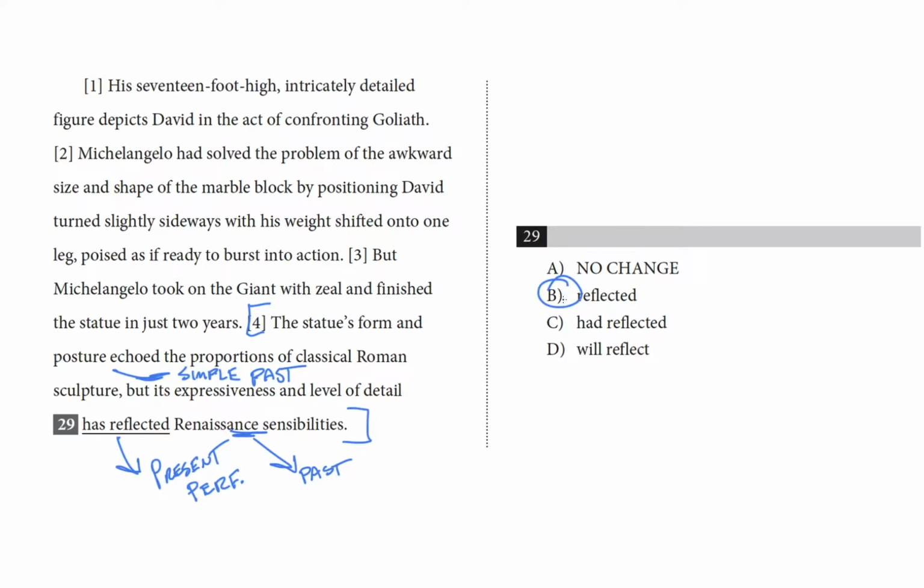Boom. But our other options are C, had reflected, which is also past tense, but it's perfect past tense. Note the had. It doesn't match the simple past tense of echoed, and there's no reason to think that it should change to perfect past tense. D is will reflect, and that's future tense, which doesn't make logical sense in the context of the Renaissance, an artistic era of the past. So we know A is incorrect, we know D is incorrect, and we know that C isn't correct because it doesn't match the aspect of the rest of the sentence. It's this had here that tells us that this is not our answer.